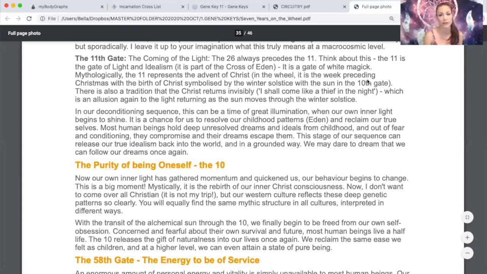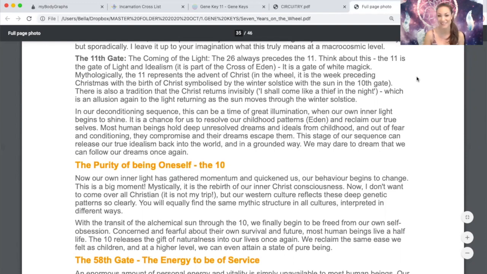In the wheel, it's the week preceding Christmas with the birth of Christ, symbolized by the winter solstice, with the sun in the 10th gate. There is also a tradition that the Christ returns invisibly. I shall come like the thief in the night, which is an allusion again to the light returning as the sun moves through the winter solstice. In our deconditioning sequence, this can be a time of great illumination when our inner light begins to shine. It is the chance for us to resolve our childhood patterns, Eden, and reclaim our true selves.